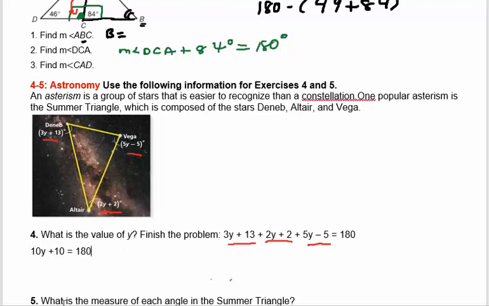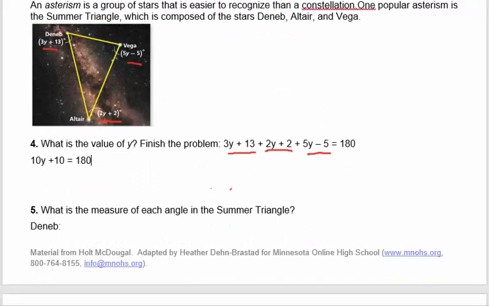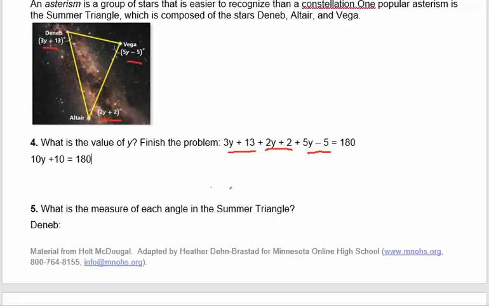Once you know what y is, then you're ready to do number 5, which says find the measure of each angle in this triangle. So take whatever you get for y and plug it back into each of these expressions, and you will find the degree of each of those in the Summer Triangle.